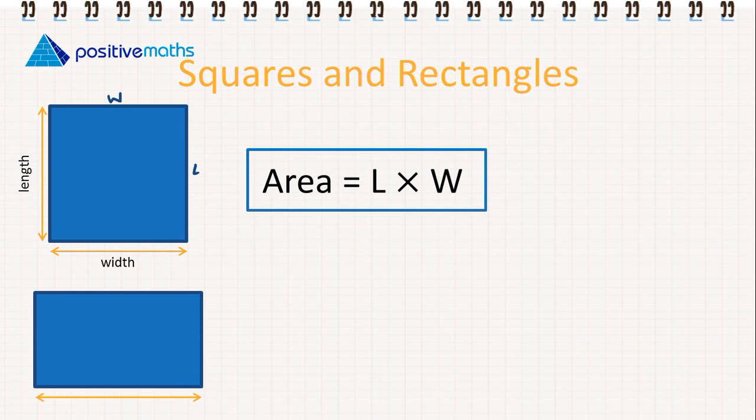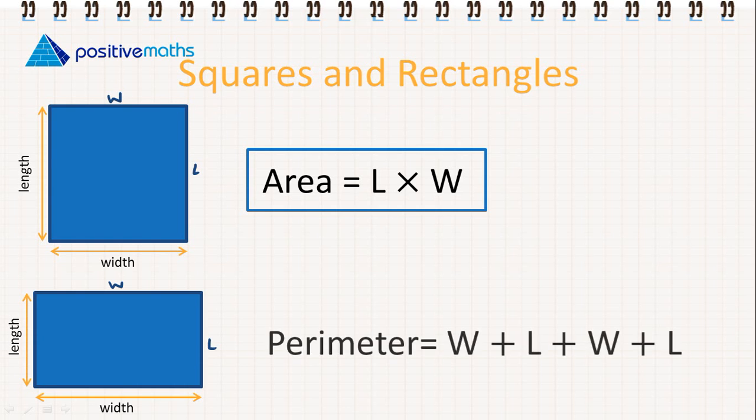So let's take a rectangle. Again, we're going to identify that one side is the width, the other side is the length. So we know that our perimeter is the sum of the lengths of the sides. So that means we add our width across the top, plus the length down the side to the right, plus the width along the bottom, plus the length along the side to the left. So if we add up these four sides, we get our perimeter.